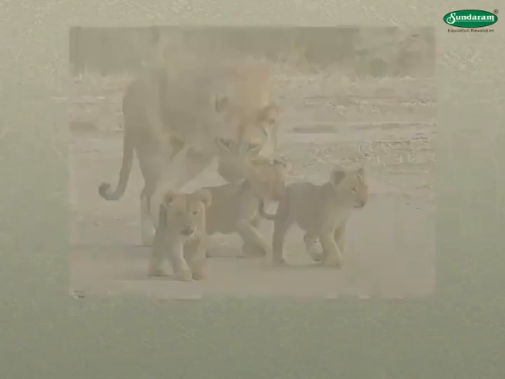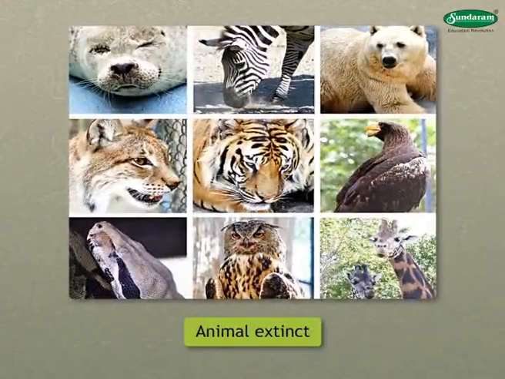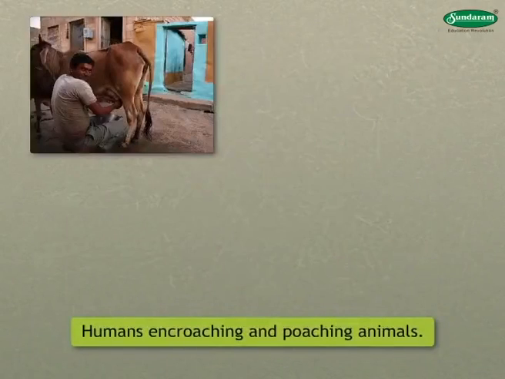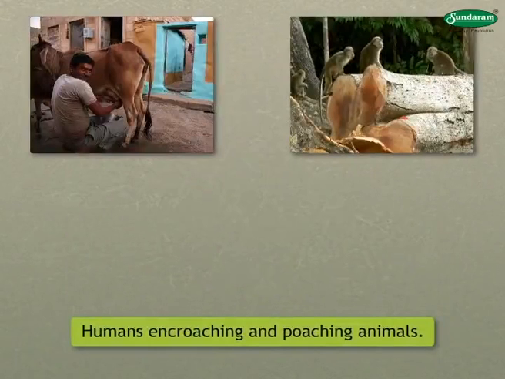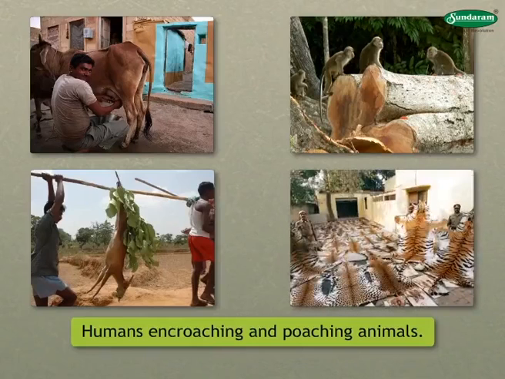Animal species survive due to reproduction. However, many animal species have become extinct or are now in danger of becoming extinct. This is due to certain human activities, like breeding only the useful species, encroaching upon natural habitats, killing animals, and poaching for the money that some animal parts bring.